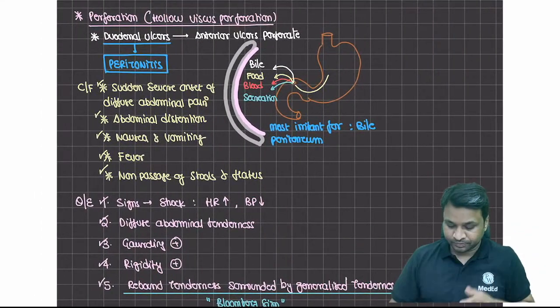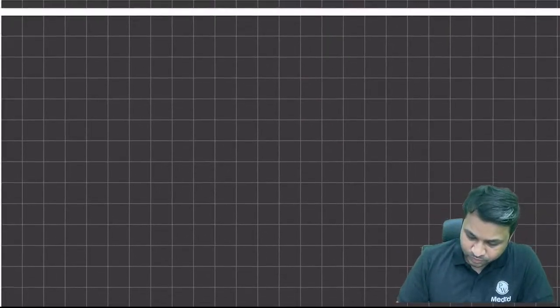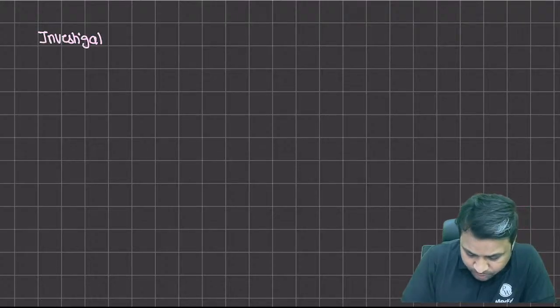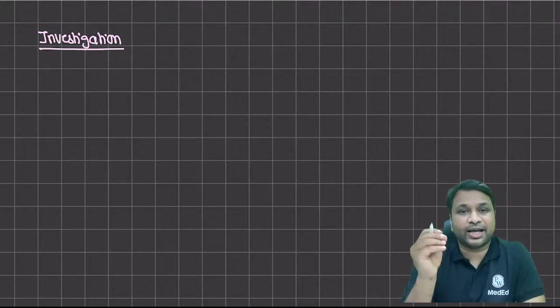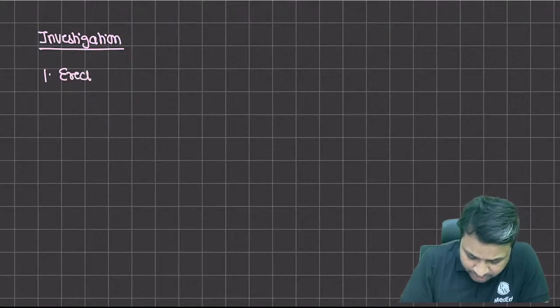Once you have this patient, I would like to evaluate. So our first investigation in terms of evaluation: diffuse abdominal pain, nausea, vomiting, non-passage of stools and flatus, guarding, rigidity, all this is present. You can think of either obstruction or perforation. So the first one is going to be an erect X-ray abdomen.